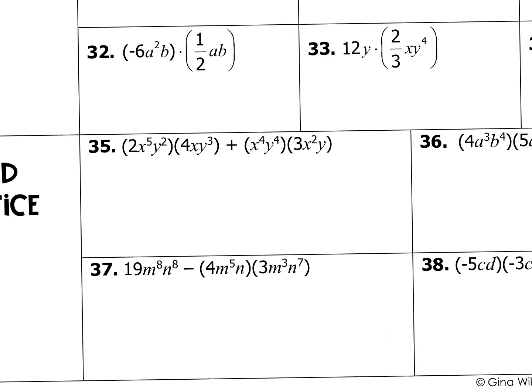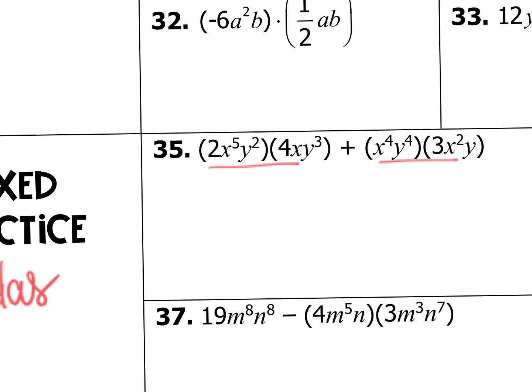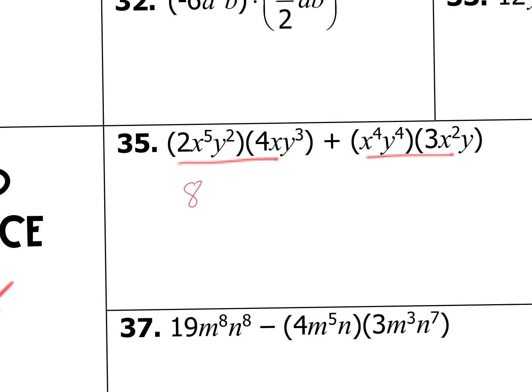Right. Mixed practice. For mixed practice, later you're going to learn multiply, divide, and power to power, and we learned add and subtract last week. So remember, you're going to follow PEMDAS. Which is on number 35. You are going to multiply first before you add them, right? Multiply before adding. So 2 times 4 is 8, x to the 6, and y to the 5th.